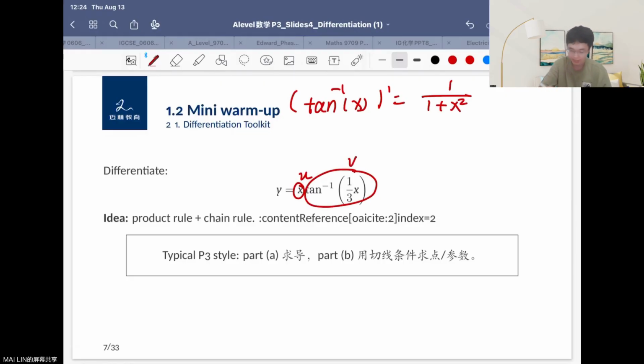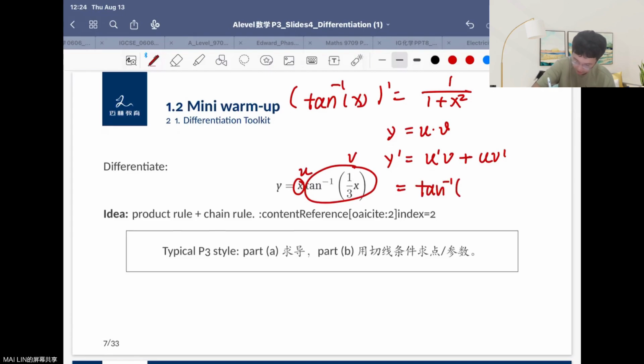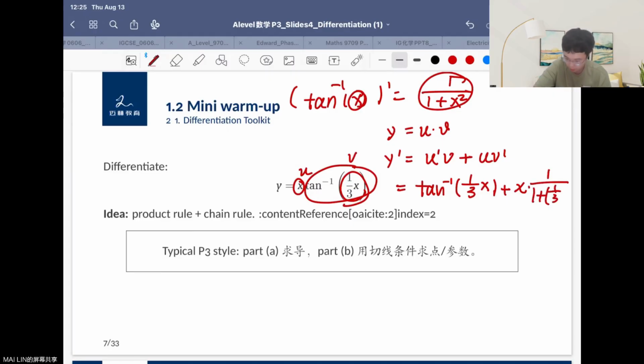Then we can just calculate, because y equals u times v, right? So the differentiation of y equals u differentiation times v plus u times v differentiation, okay? So we can say here that u differentiation times v is tan inverse of 1 over 3x, okay? And plus u times v differentiation. Here u is x, and for v differentiation, just consider 1 over 3x as a total part. That is 1 over 1 plus x squared, so it's 1 over 1 plus 1 over 3x squared, okay?